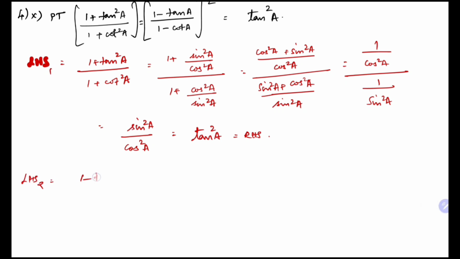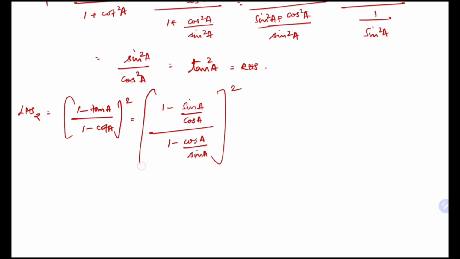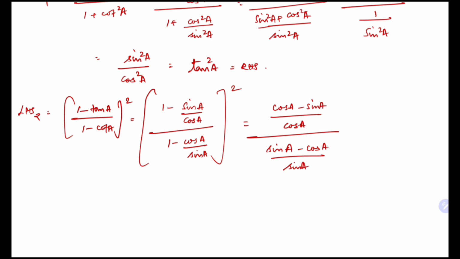Similarly, let us take the second term, which is given as ((1 minus tan A) by (1 minus cot A)) the whole square is equal to tan square A. We have to prove it. We can write tan as sin by cos and cot as cos by sin. (1 minus sin by cos) divided by (1 minus cos by sin), the whole square. (Cos A minus sin A) divided by cos A, the whole divided by (sin A minus cos A) divided by sin A, the whole square.